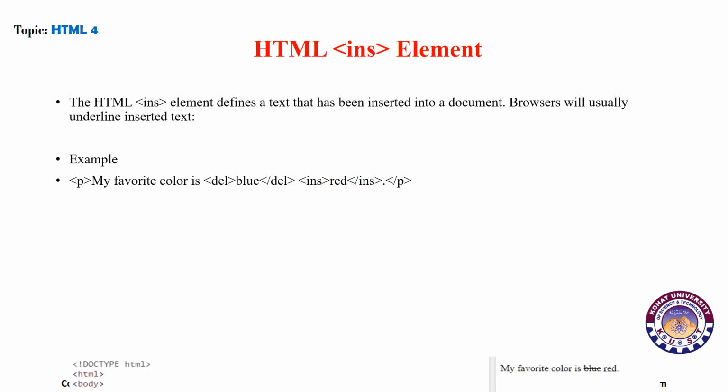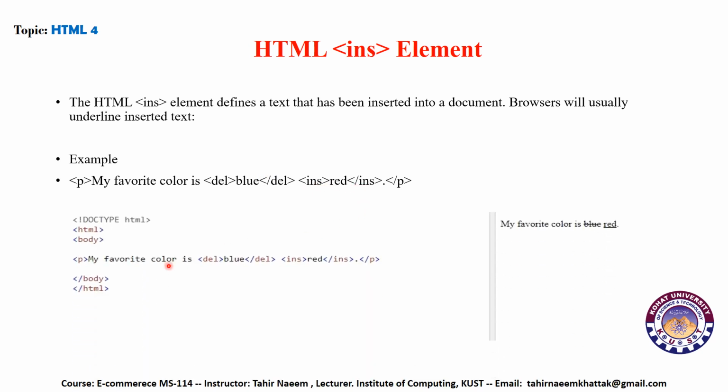So look at this example. My favorite color is blue. As we saw in the previous slide, it must be struck through. Here the inserted text is underlined. You can see for yourself I have inserted the red. So you can see the difference: if I delete a text, it will be struck through, and if I insert a text through the insert tag, it will be underlined.